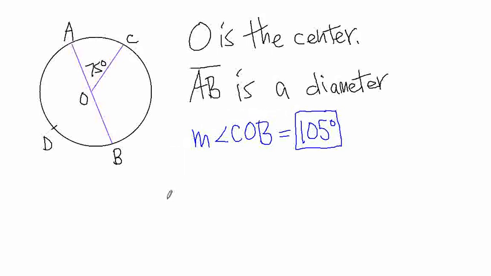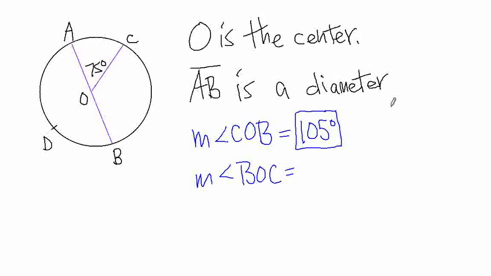Now, what about the measure of angle BOC? Now, there's an ambiguity. You can actually define two central angles as BOC. So I want to be clear. I'm focusing on the central angle that includes the point D. Okay?